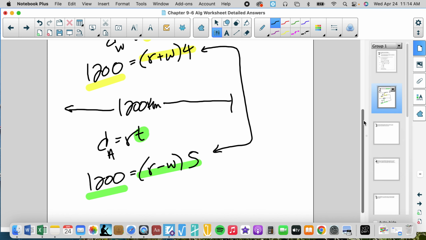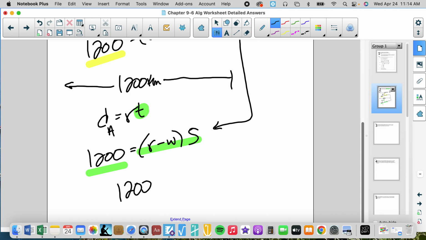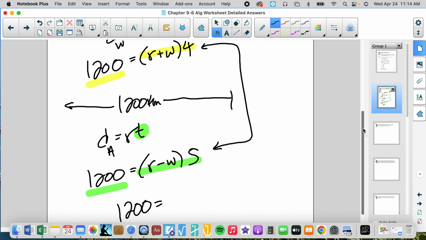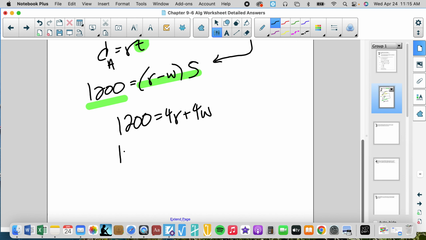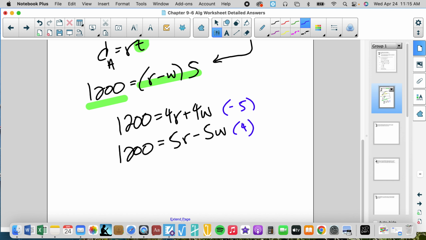Let's take both of those equations. So let's do 1200 equals 4R plus 4W, and 1200 equals 5R minus 5W. Now, if we use the addition, that's not going to work. So let's use multiplication. I'm going to multiply this by -5, and let's multiply this by 4. That's going to do the 1200.